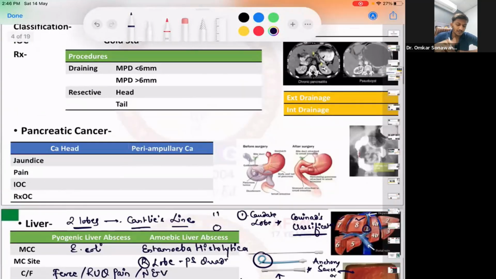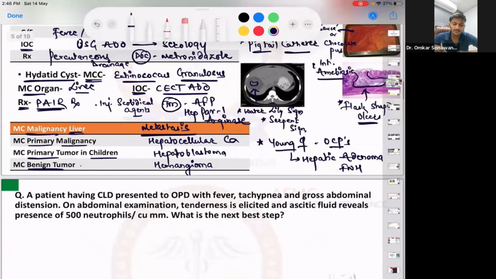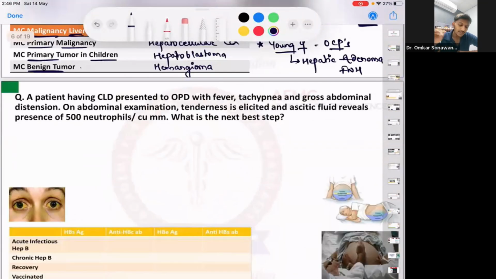Please tell me the tumor marker for pancreatic cancer. This is important. We have discussed it in pathology. The tumor marker for pancreatic cancer is known as CA 19.9. Very good. Please remember, the tumor marker for pancreatic cancer is CA 19.9. No issues with this. Remember.